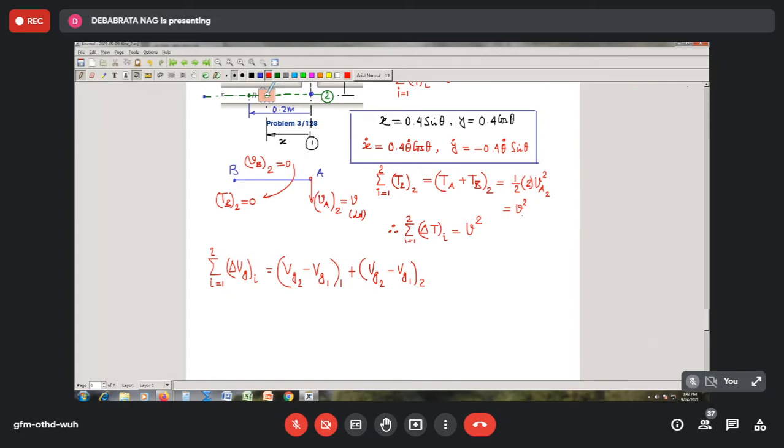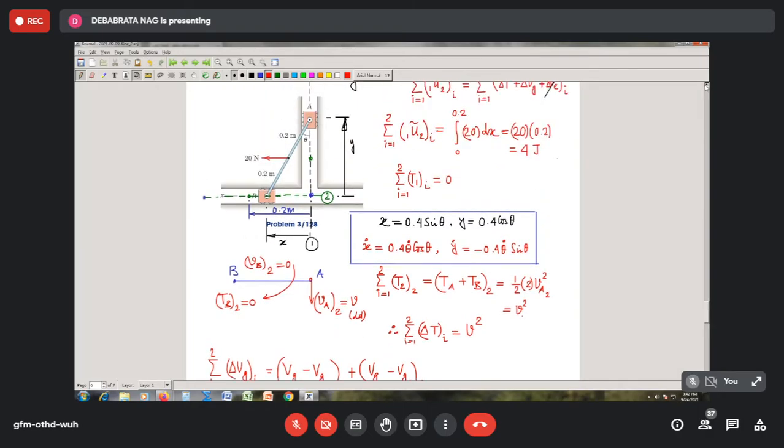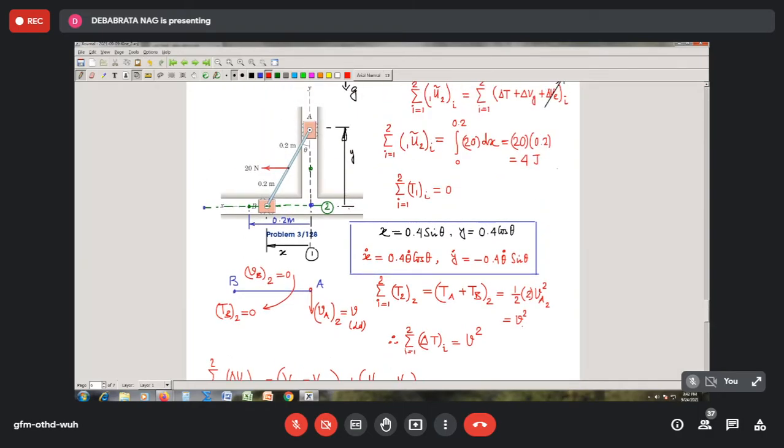Now, in order to calculate these individual potential energies, I need to consider the datum, that is, where I consider the gravitational potential energy to be 0. So for calculating this, I just take this level as my datum level. As I said, these are very important. You need to show them all. Otherwise, even if everything else is correct, there are no full marks for you.